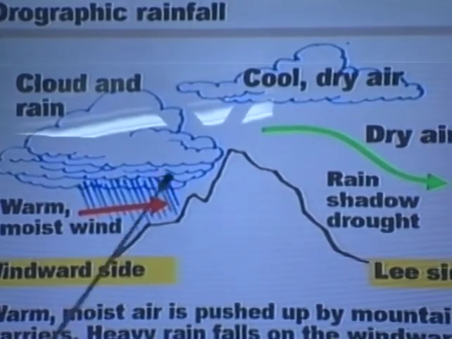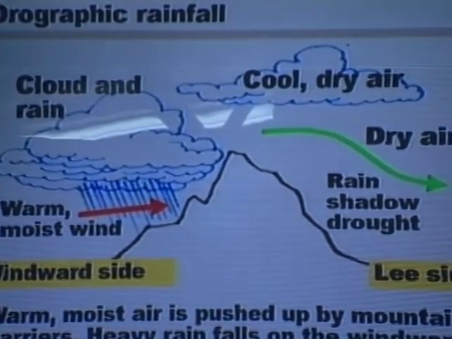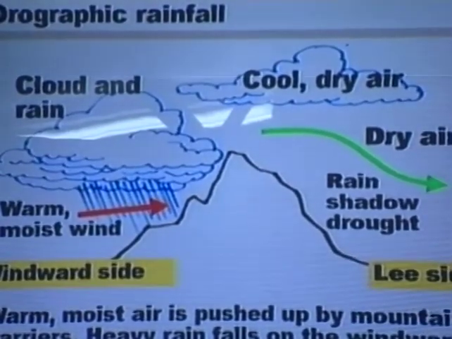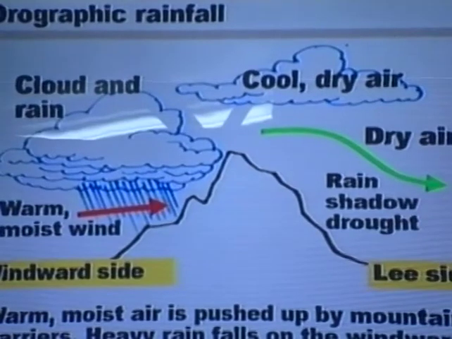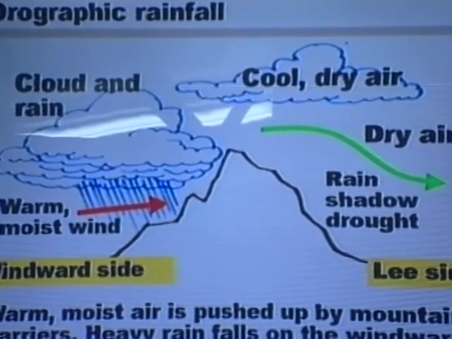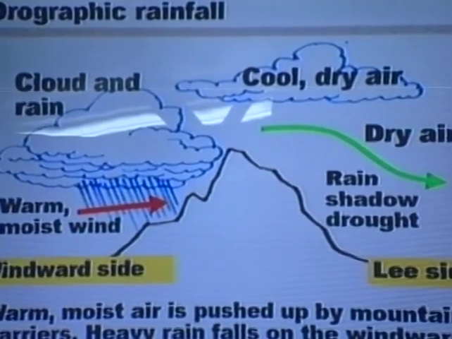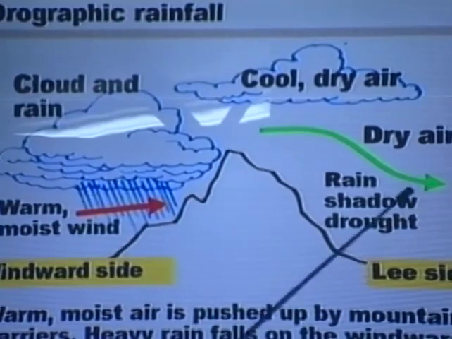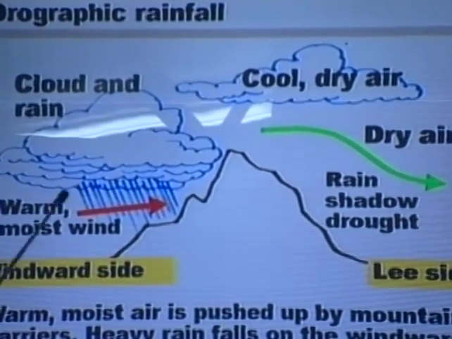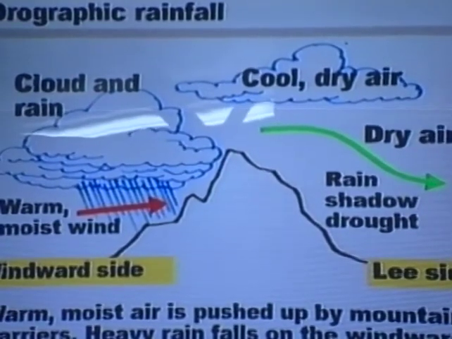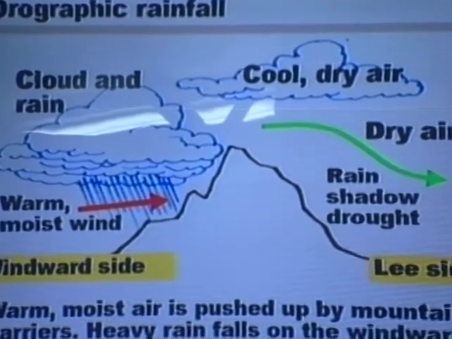So air rises over the barrier there, the mountain, and as it rises, temperature falls, and there we have a change of state from gas to liquid, and that's when rain is basically formed. And in the end, precipitation takes place. So in the air, dry air basically continues on, rain falls on this side. So that's the relief of orographic rainfall.